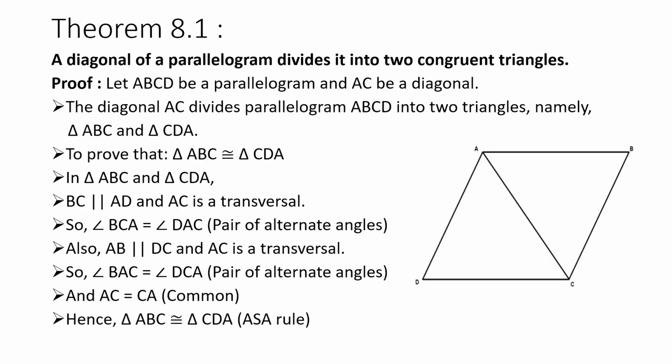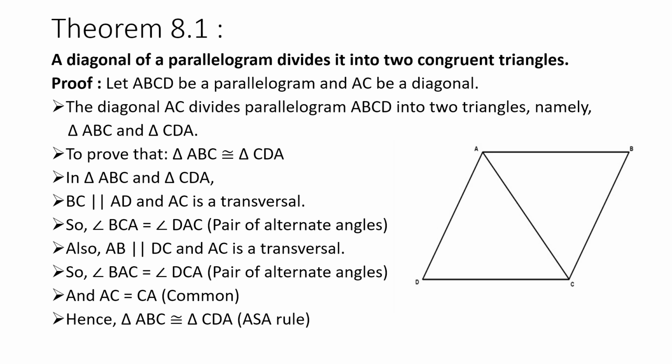Theorem 8.1. A diagonal of a parallelogram divides it into two congruent triangles. Let us try to prove this theorem. First you have a parallelogram ABCD and AC is one of its diagonal. We have to prove that it divides it into two equal congruent triangles. Now first of all, the diagonal divides into two triangles, triangle ABC and triangle CDA. We have to prove they are congruent.